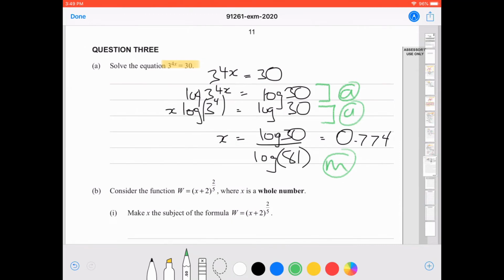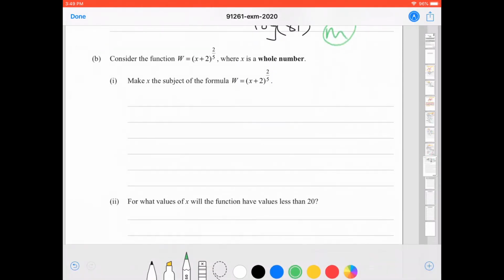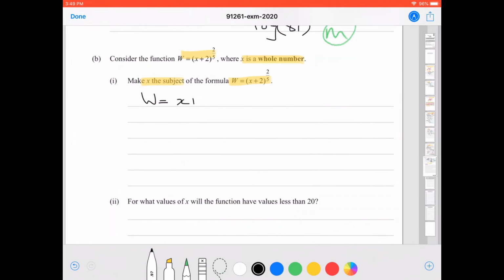Okay, moving on now to question 3b. We've been asked to consider the function w equals x plus 2 all raised to the power of 2 over 5, where x is a whole number. Make x the subject of the formula. So it's a rearranging equation, it says make x the subject. We've got w equals x plus 2, and that's all raised to 2 over 5. And here we're making x the subject.